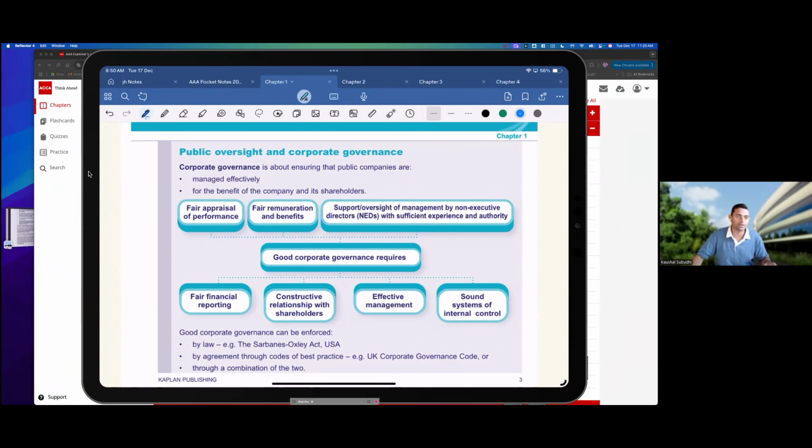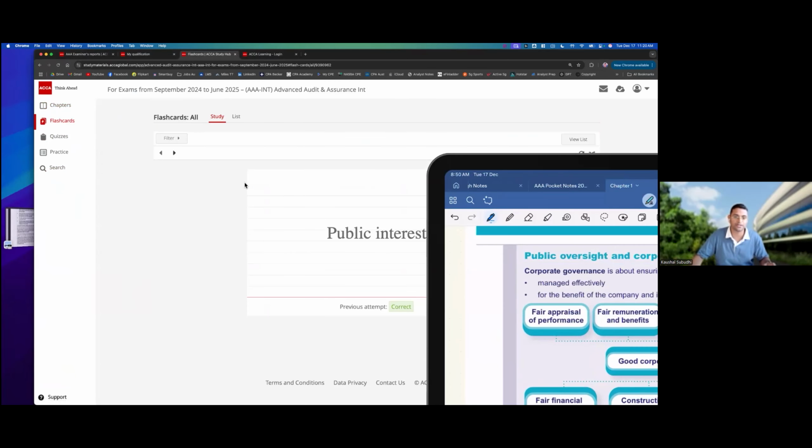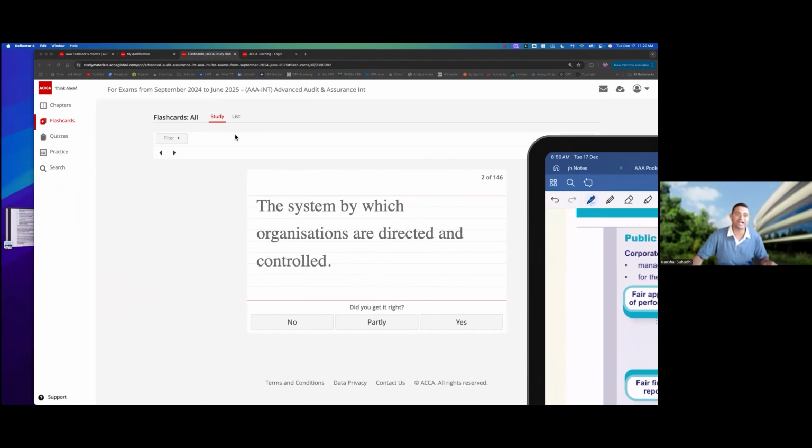that is, in this section, especially when it comes to the flashcards, we try to understand or learn a little bit on corporate governance, right? Its definition kya hai? Of course, the system by which organizations are directed and controlled. Did I get it right? Yes, partly. Let's say partly, right? So, yes, the system by which organizations are directed and controlled. Now, what do you mean by governing, right?